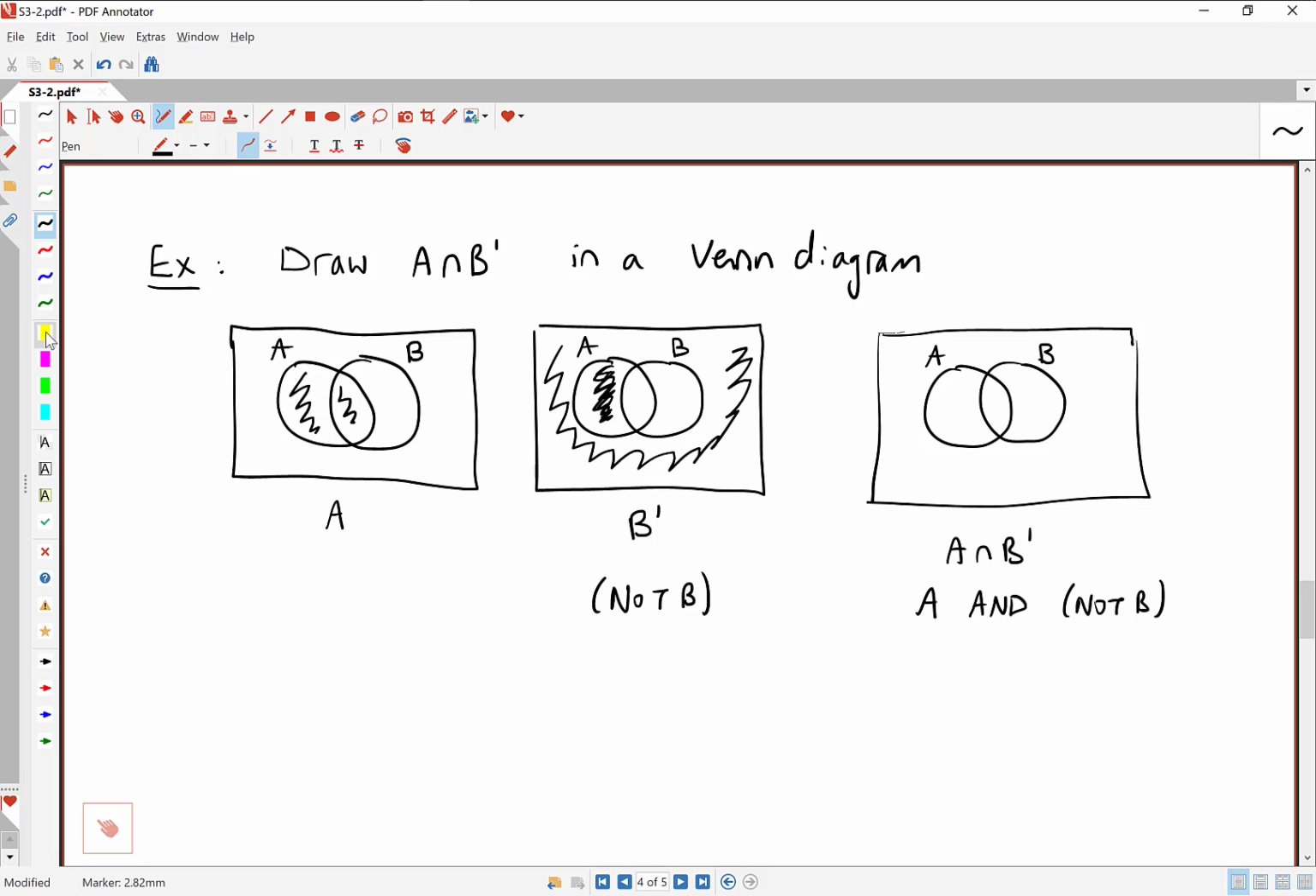Okay, so let's look at our two previous diagrams. We've got these two regions in the first diagram. We've got these two regions in the second diagram. And now what we're doing is taking the regions that are shaded in both diagrams. So that would just be this region here. And so that's our Venn diagram for A intersect B complement.